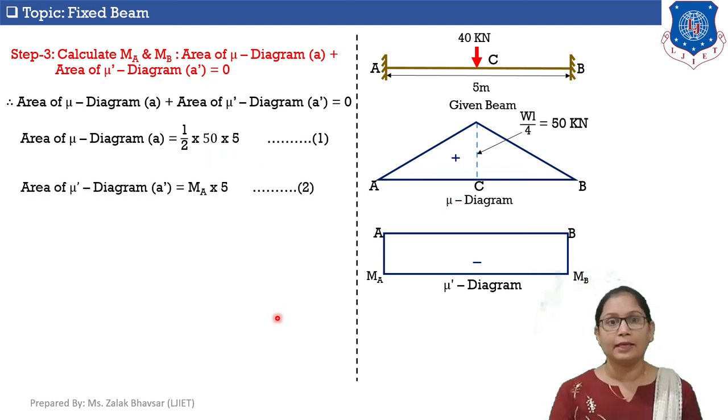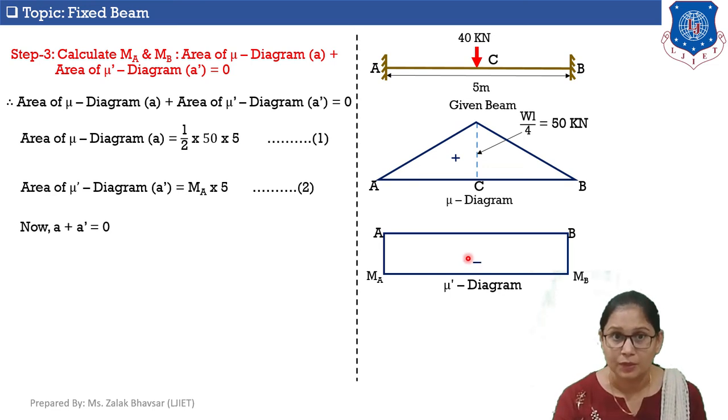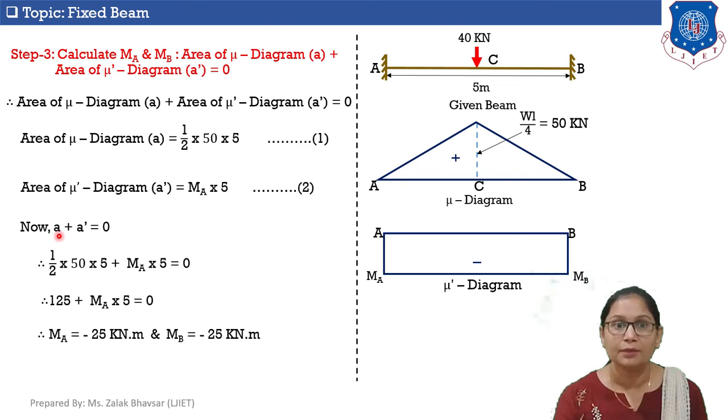Now let's calculate the area of the Mu dash diagram, which is A dash. So it is equal to MA into 5 meter, where 5 meter is the length. This represents the area of this Mu dash diagram. Now we know that A plus A dash is equal to 0. So from equation number 1 and equation number 2, we can say that 1/2 into 50 into 5 plus MA into 5 is equal to 0. Therefore, 125 plus MA into 5 is equal to 0.